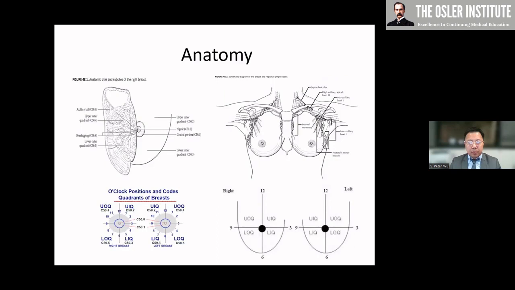The breast itself is separated into different quadrants. The most common quadrant for malignancies is the upper outer quadrant. The left breast and the right breast, you can imagine seeing them as an examiner, not as the patient. So the right side is on the left side of the screen, and the left side is on the right side of the screen. This is the convention for not only the positions and codes of the quadrants of the breast, but also mammograms.